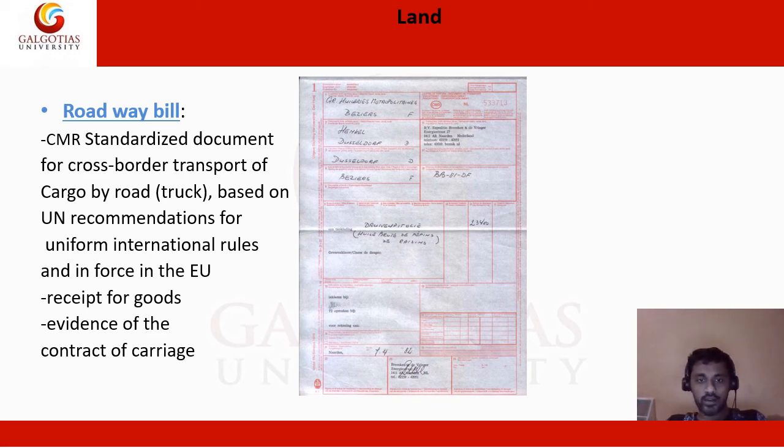This is how a roadway bill looks, which you can take a look at on the right side of the PPT here. It's a roadway bill, and this document is very much required for transporting cargo by road, which may happen with the help of a truck.